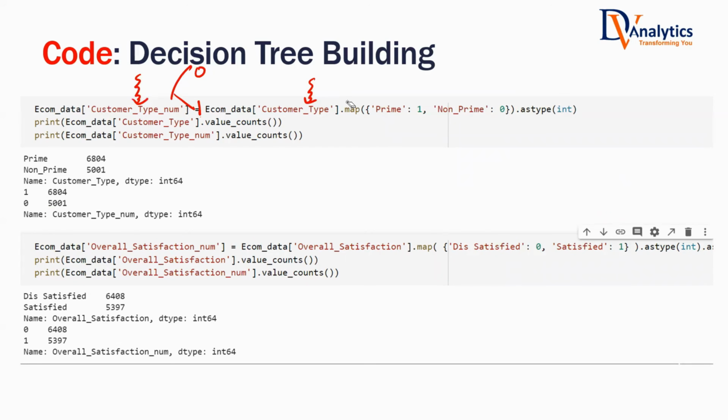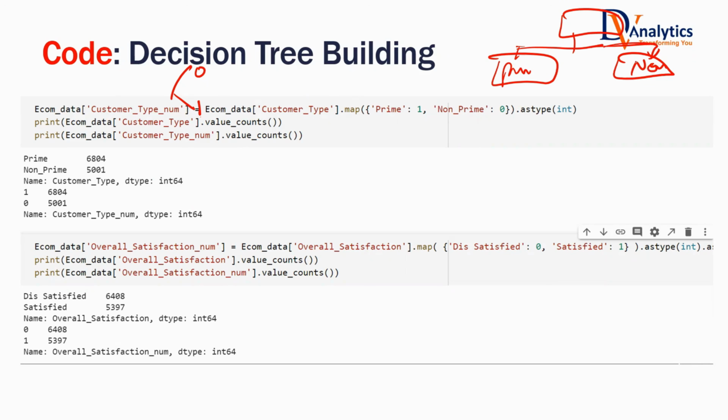There is one more way of converting text to numbers, known as one-hot encoding. That also I'll explain at a different point later on. If you have only 2 categories like this, you can map it to 1, 0 or 0, 1. The result doesn't change. If you map it to 1, 0, prime, non-prime, in the decision tree it will come like this. Left side will be prime, right side will be non-prime.